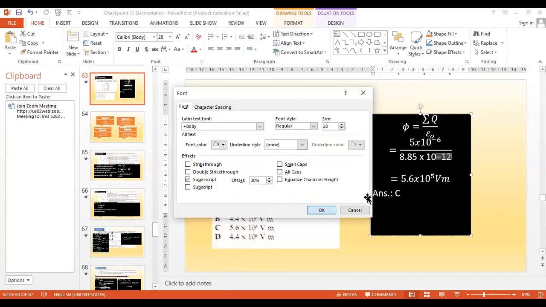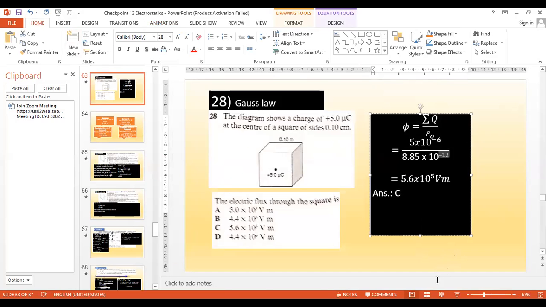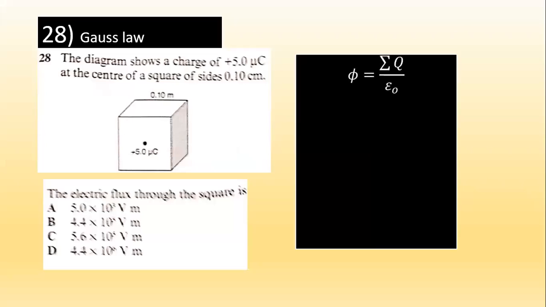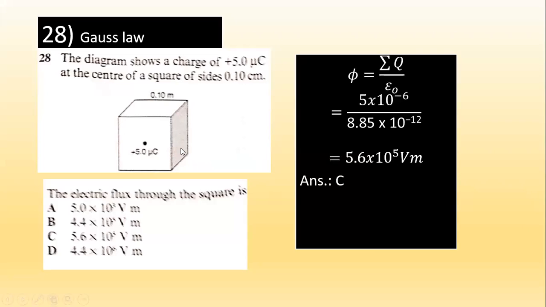For this one, use Gauss's law only and calculate. The sum of the charge is plus 5, and just divide by epsilon naught. It's for the one on this side, that's why they shade it for you. The answer is C.